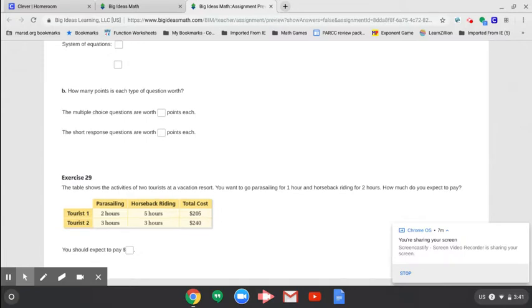They want to know, writing for 2 hours, how much you expect to pay. So you're going to plug back in to find your answer. Just make sure you read this part here. This question, actually, I'll also post the answer on Google Classroom, so I want you to try it first and see if you get the answer correct, and then just go back and put it into Clever.